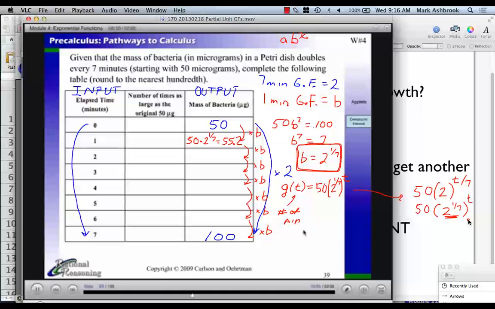Okay, so now I want you to find the 4 minute growth factor for this problem. Find the 4 minute growth factor and explain what that is to the person next to you.